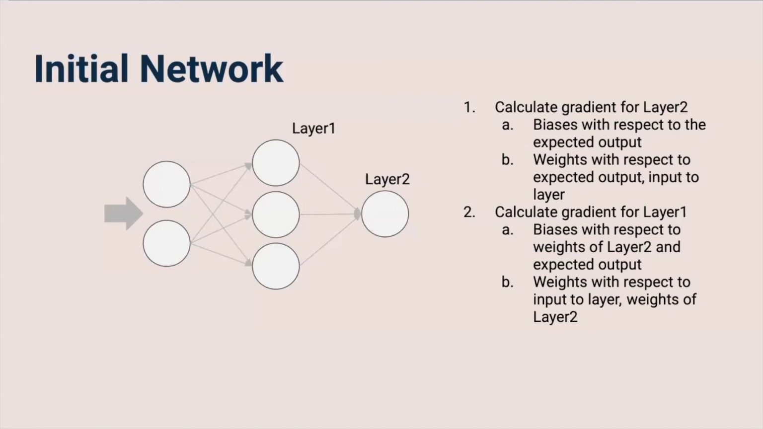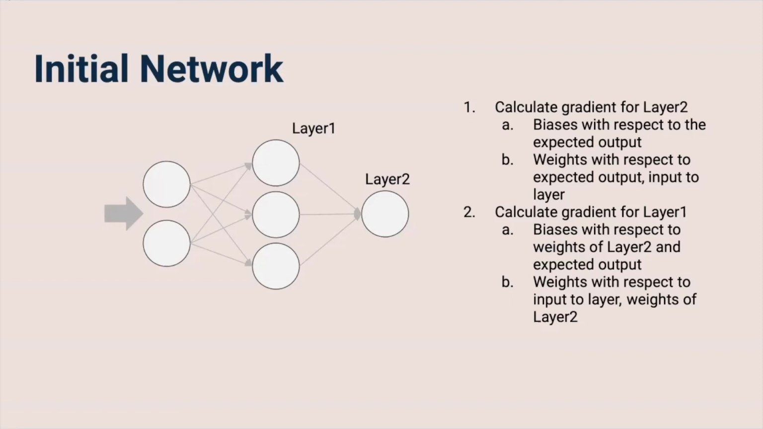Okay, that's all the questions, then. We can just start going over a pretty toy example of backpropagation. So to begin with, we have to initialize the network. One, we need to calculate the gradient for layer 2, biases with respect to the expected output, and also weights with respect to the expected output, and also the input to the layer.